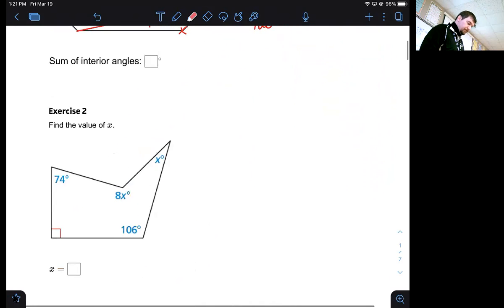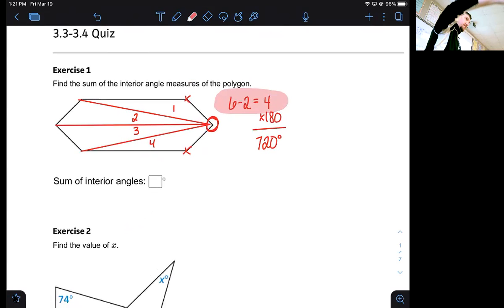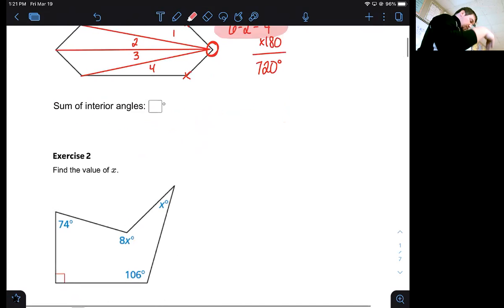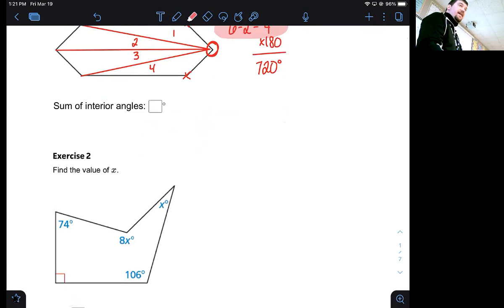Number 2. Now, this is what we call a concave polygon, because it's actually indented, right? It doesn't have a bunch of angles that kind of wrap around and form a round shape where you can go around. This one's actually going to go into it. That actually does not affect our theorem of finding the number of sides and subtracting 2, though.